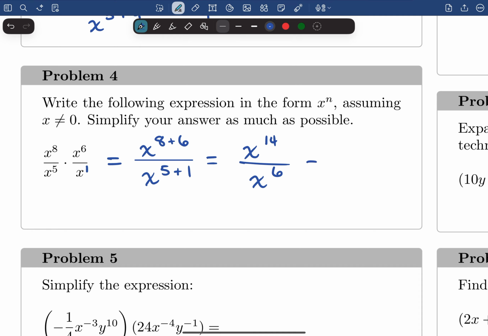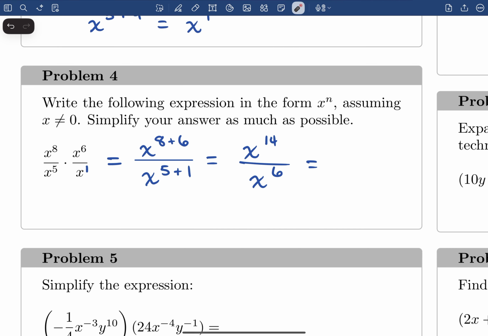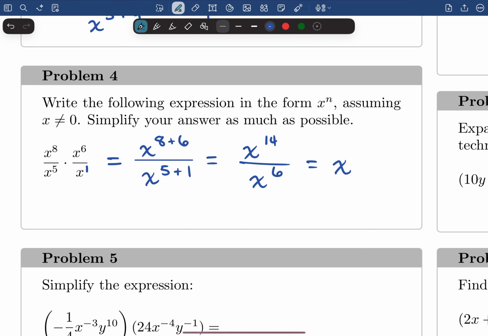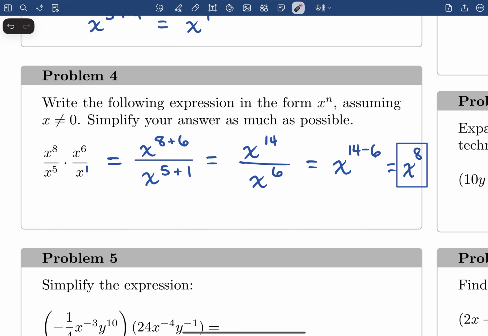And now I see the quotient rule. The quotient rule says that I can take the top exponent and subtract the bottom exponent if the bases are the same, and yes, they are. So I'm going to say that this is x to the 14 minus 6, which equals x to the 8th. And I'm done. So all this stuff right here, it all simplified to x to the 8th, all by itself.